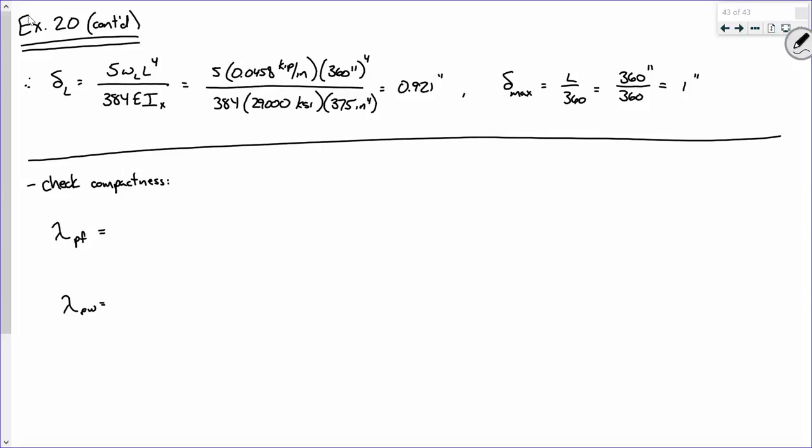What's the lambda p f going to be that we're going to use? I want you to read the table and see it. That's why I'm bringing it up. No. Lambda, remember, a flange is unstiffened. It's only supported on one side. A web is stiffened. It's supported on both. So what case? Case 10.